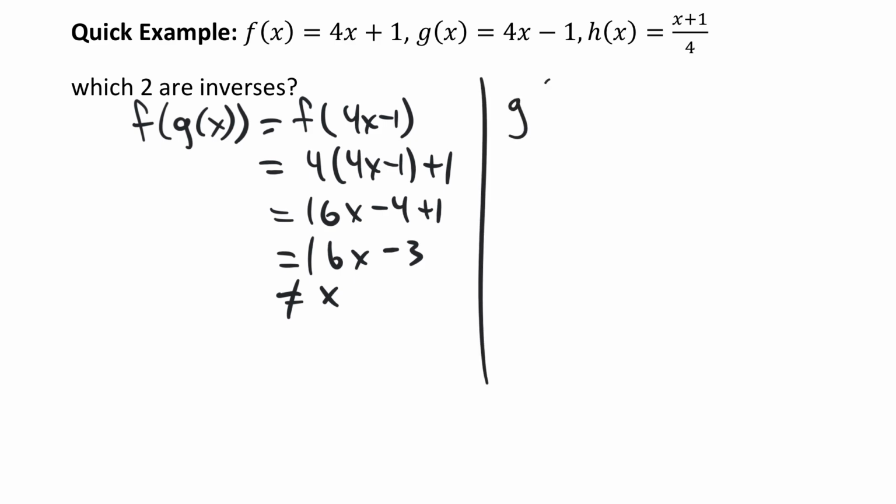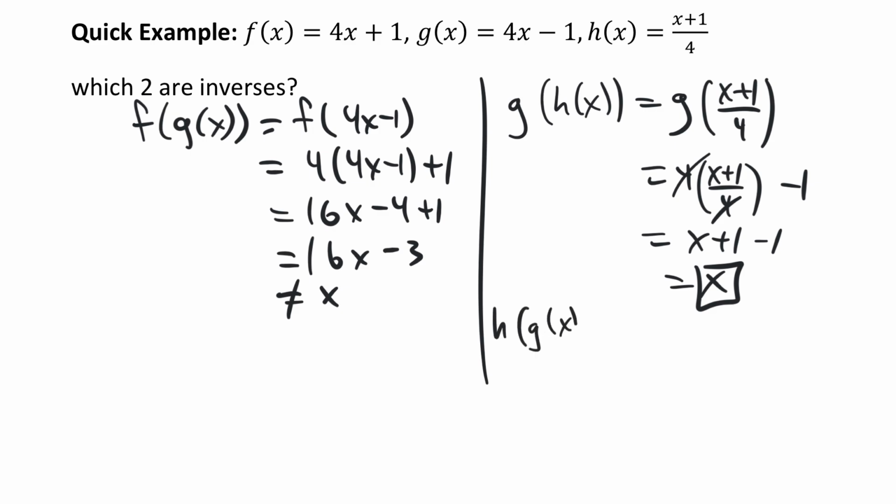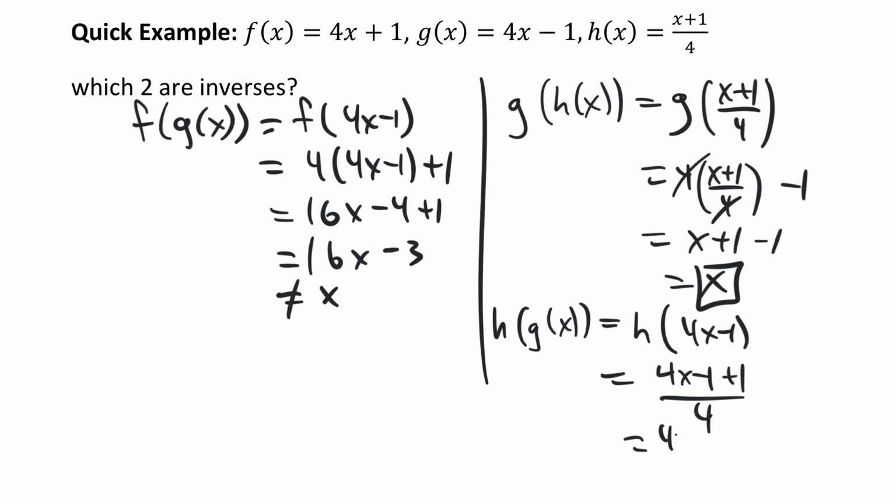What if we tried g and h? G of h of x is g of (x plus 1) over 4. So that's 4 times (x plus 1) over 4, minus 1. So the 4's cancel and you get x plus 1 minus 1, which just gives you x. And if you go the other way, h of g of x, you get h of 4x minus 1. So you get (4x minus 1 plus 1) over 4. The 1's cancel to give you 4x over 4, which just simplifies to x. So yes, these two functions, g of x and h of x, they are inverses of each other. They are opposites. They annihilate, and all you're left with is an x.